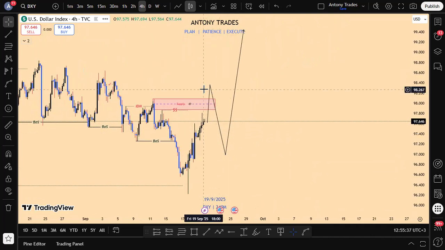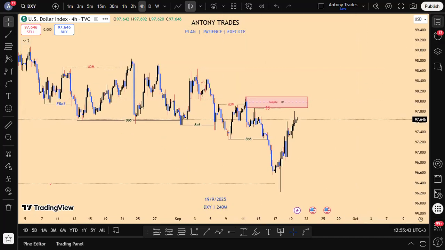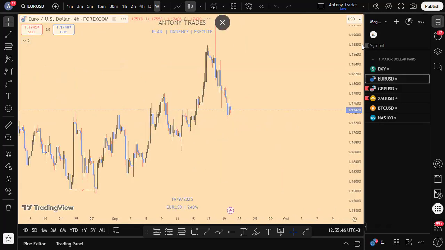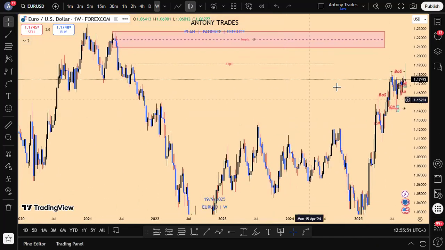If this zone gets violated, well and good. So that is it. Now let me go to EUR/USD and see what it is doing. Starting from the weekly time frame, you can see very clearly.